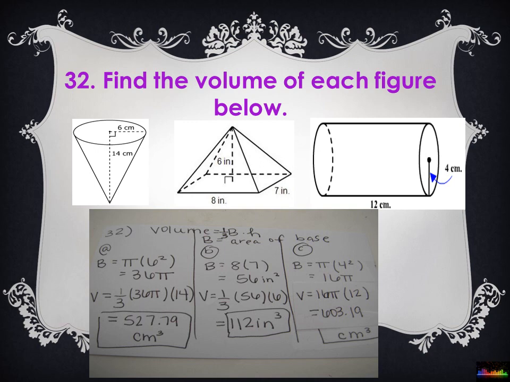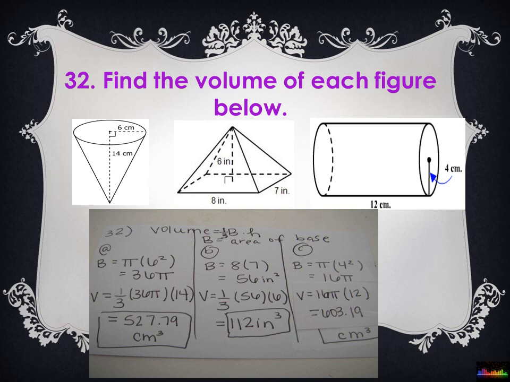And then part B, we have a rectangular pyramid. So we find the area of the base by doing length times width. So big B, or the area of our base, comes out to be 56. So then we can use the formula that we're given, which is 1/3 times big B, which is 56, times our height, which is 6. You will get 112 inches cubed. Volume is always measured in units cubed.